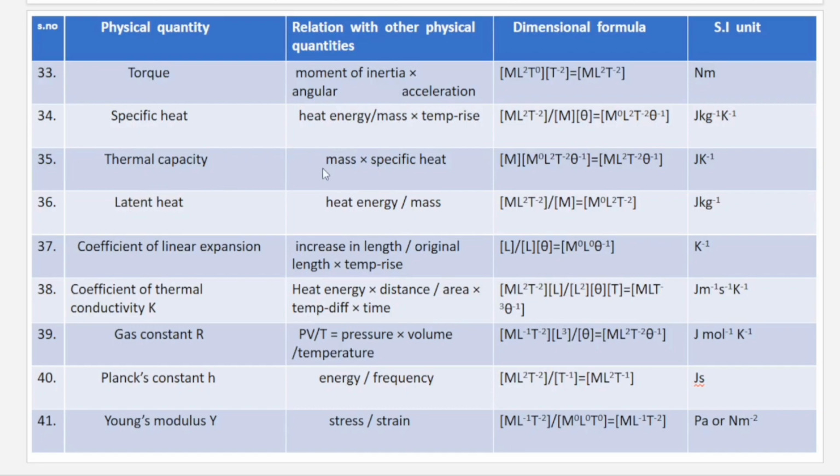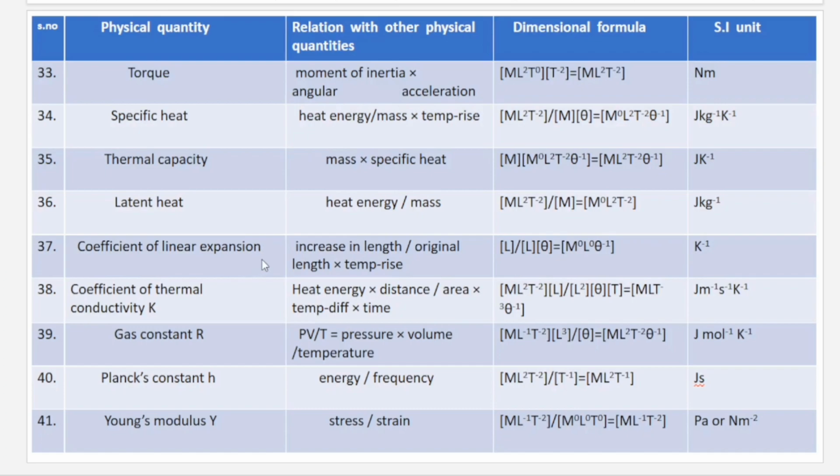Thermal capacity is mass into specific heat. Mass is M, specific heat is M^0 L^2 T^-2 theta^-1. We get M L^2 T^-2 theta^-1. Latent heat is heat energy by mass. Heat energy is M L^2 T^-2 and mass is M. So heat energy by mass gives us M^0 L^2 T^-2.